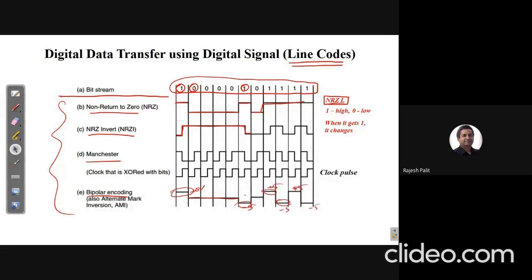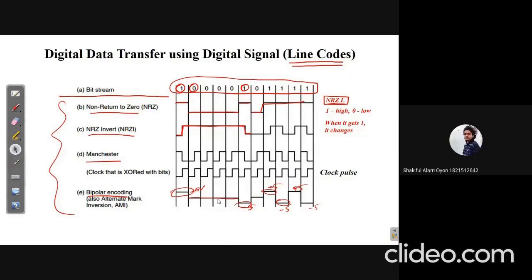There is a reason for that. If you do this, the average voltage in the communication channel will remain 0. Because the probability of zeros and ones in the data is half, or 50%, the average voltage in the channel, or in the wire, will be 0.